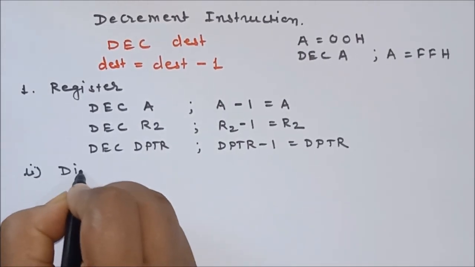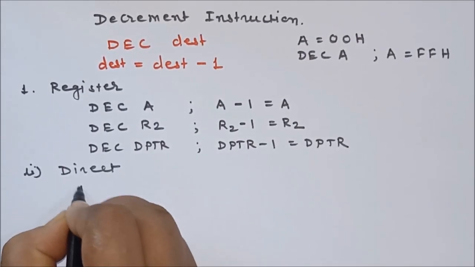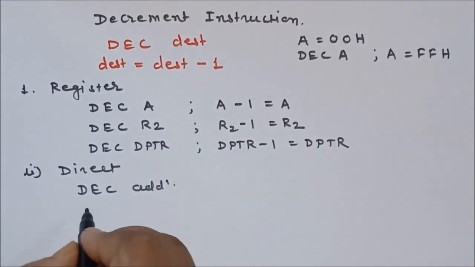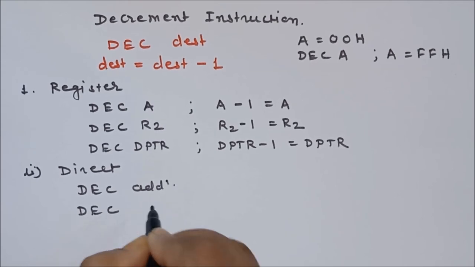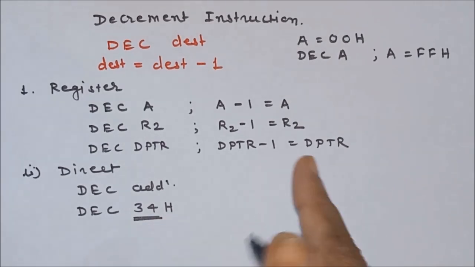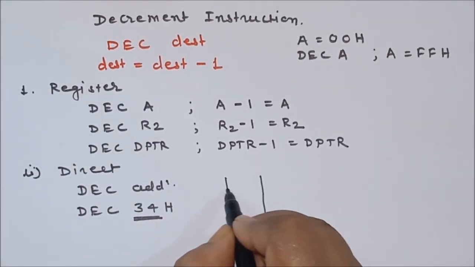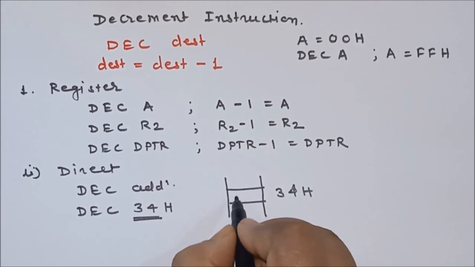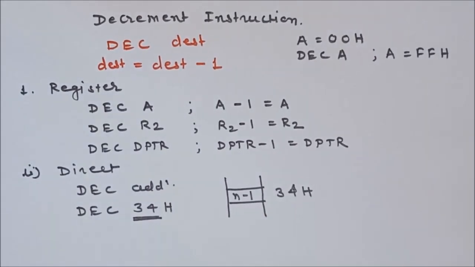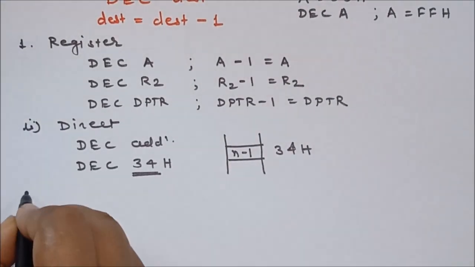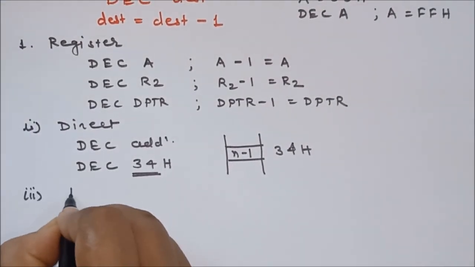Second is direct addressing mode. Same DEC, here we have to specify the address of memory. So DEC, for example, 34H. The contents of this address location will be decremented by 1 and stored back at that particular address location. Suppose this is the address location, then n minus 1 will be stored if n is the number stored at this location.